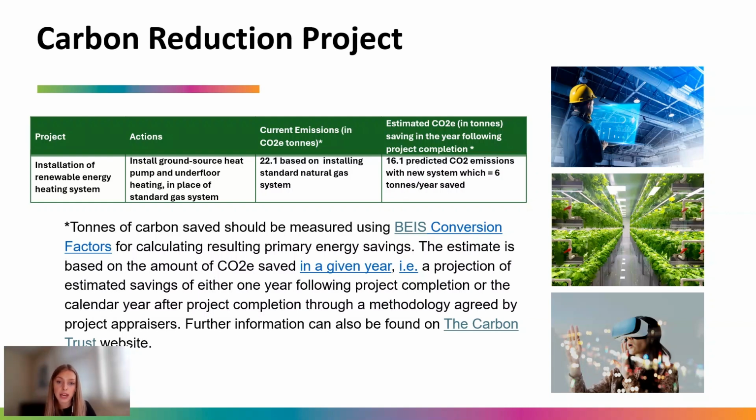From this, the actions that will be taken as part of the project is to install a ground source heat pump and underfloor heating in place of the standard gas system. The current emissions have been measured, and this is estimated to be 22.1 tonnes of CO2 equivalent. And then in the final column, we have the estimated CO2 equivalent savings in the year after the project completion. Here we can see that the carbon emissions have reduced to 16.1 tonnes with the new system in place.